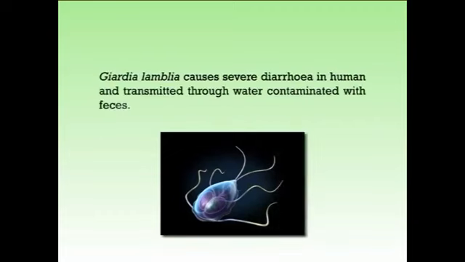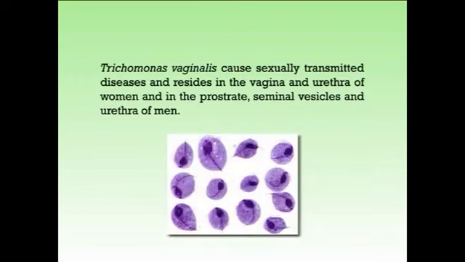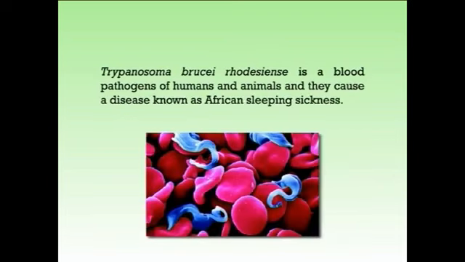Some of the zooflagellates include Giardia lamblia, Trypanosoma brucei, Trichomonas vaginalis, etc. Giardia lamblia causes severe diarrhea in humans, and it is transmitted through water that is contaminated with feces. Further, Trichomonas vaginalis causes a sexually transmitted disease, and they reside in the vagina and urethra of women and in the prostate, seminal vesicles and urethra of men. Then Trypanosoma brucei rhodesiense is a blood pathogen of humans and animals, and they cause a disease known as African sleeping sickness.